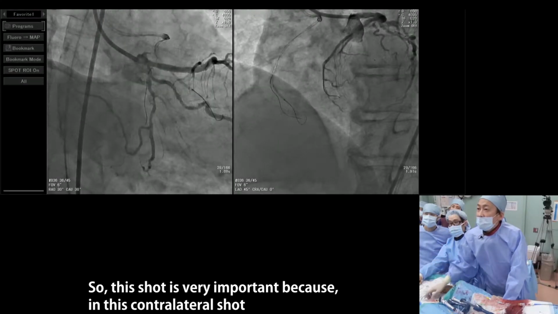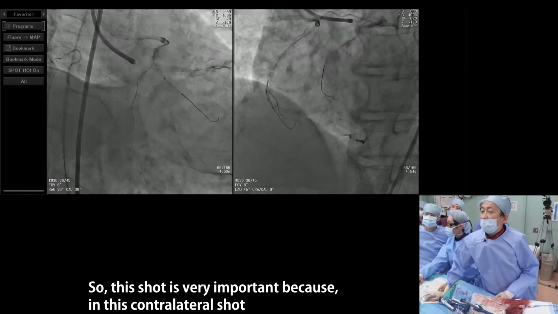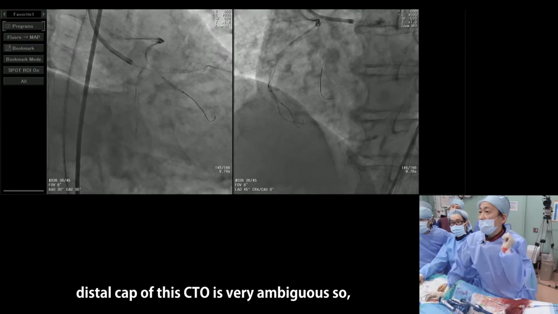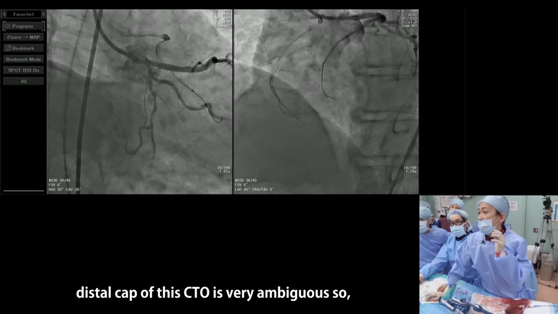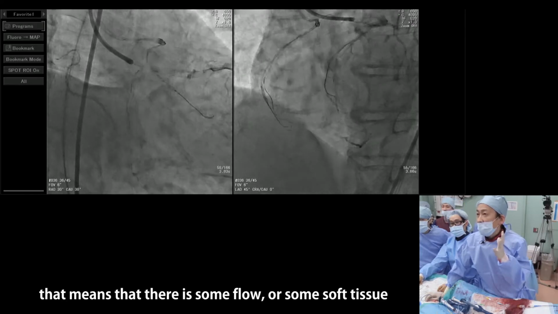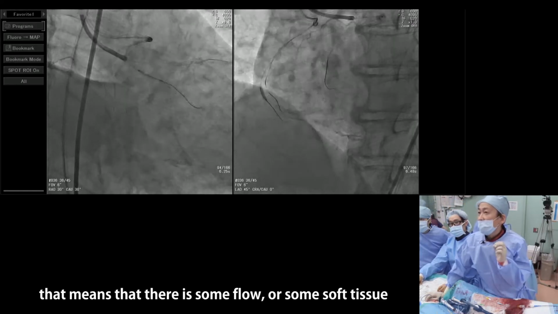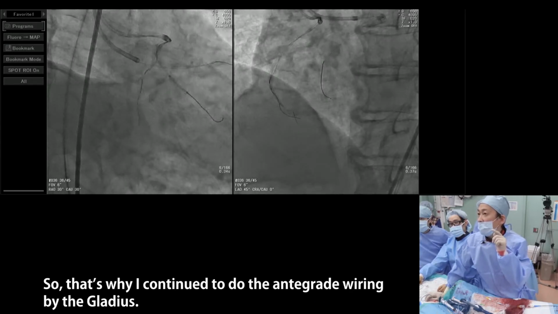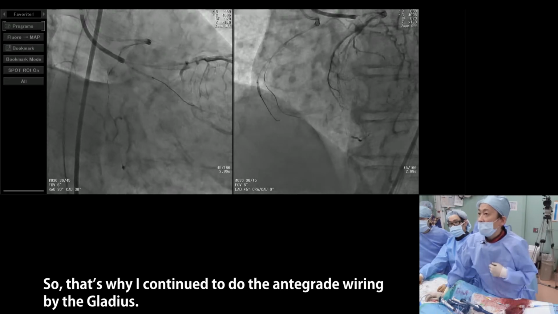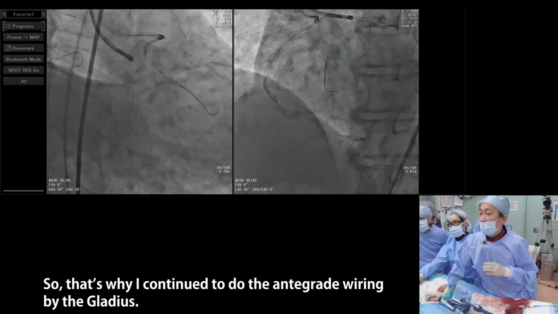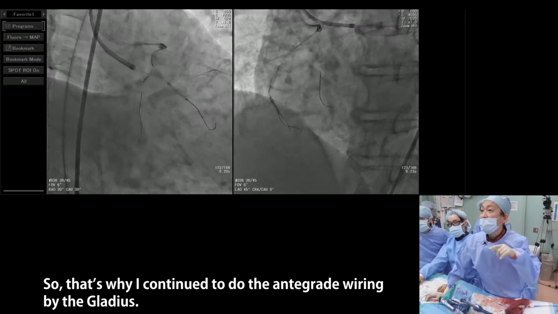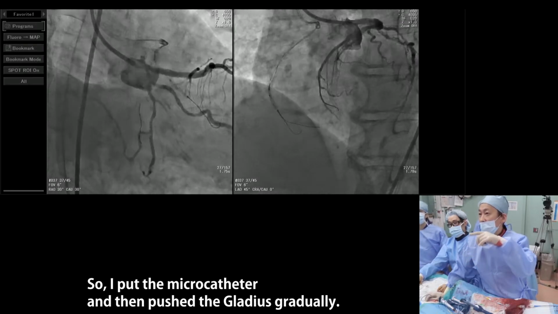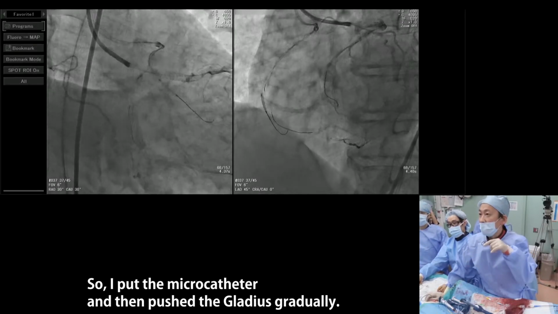Okay. So this shot is very important because in this contralateral shot, the distal cap of this CTO is very ambiguous. That means there's some flow or some soft tissue in the most distal of the CTO segment. So that's why I continued the antegrade wiring with the Gradius. Next, please. So I put the microcatheter and then push the Gradius gradually.